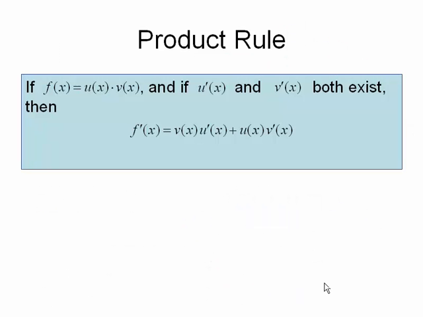Let's take a look at the product rule for taking derivatives. What the product rule says is that if f of x is equal to a function u of x times a function v of x, and if the derivative of u and the derivative of v both exist and make sense, then the derivative of f, the derivative of that product, will be v of x times the derivative of u of x plus u of x times the derivative of v of x.